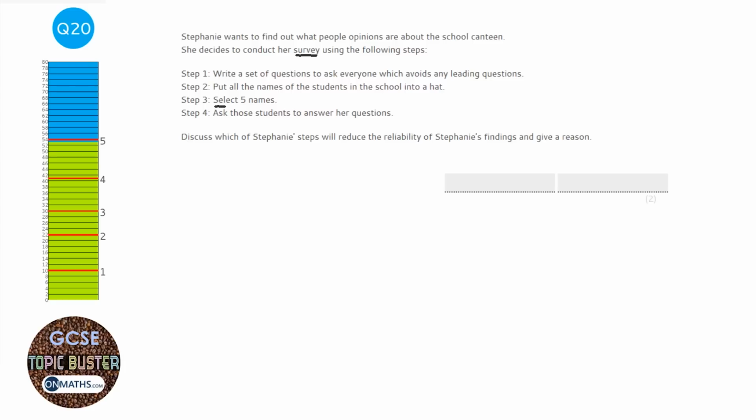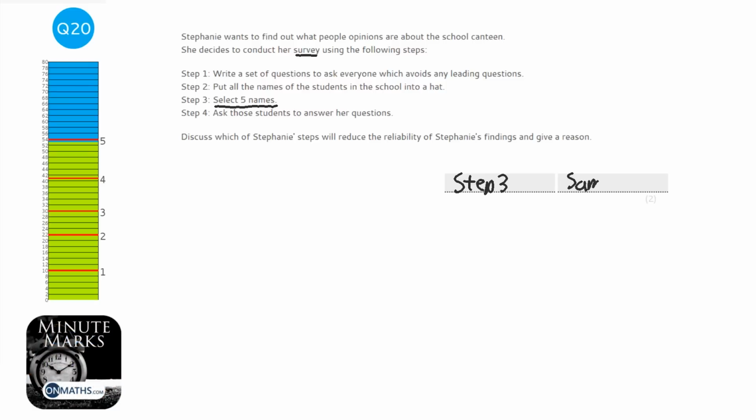So when it says select 5 names, 5 people is not enough for a proper survey. So my answer to this is step 3, and I would say the sample is too small.